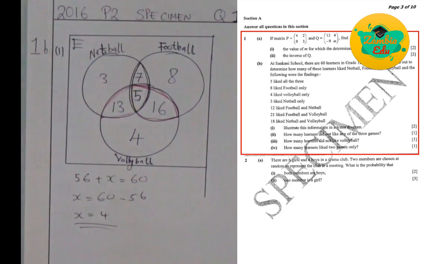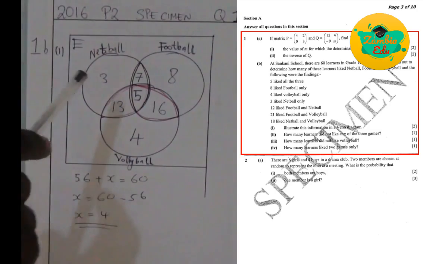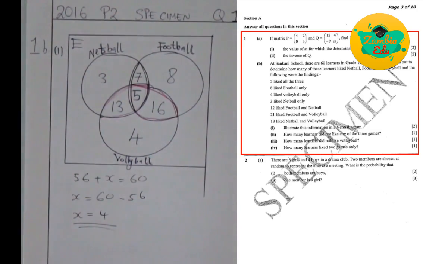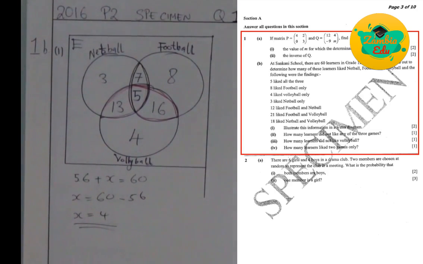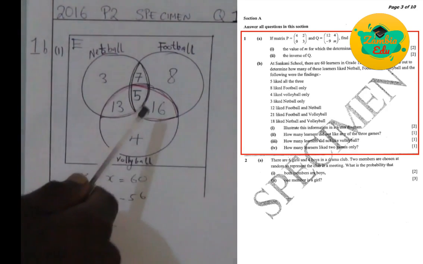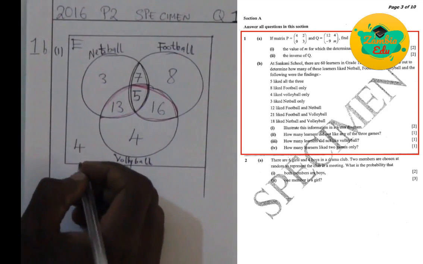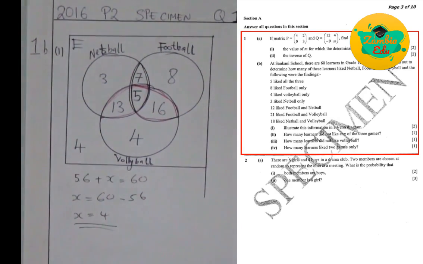So now this 4 was not included in netball, in football, and in volleyball, which means that the 4 represents the number of learners who did not take part in any of the sports that were listed. So 4 did not take part in any of the sports which were listed.